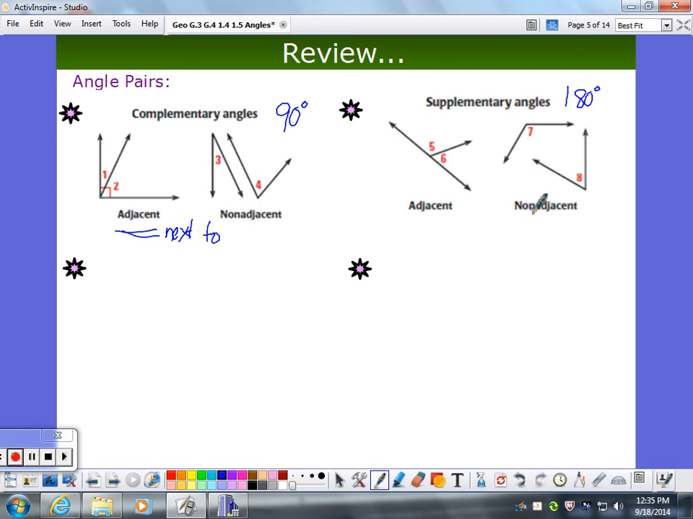There's nothing real special about these names here. Are you going to remember that? You've never really thought about it before?